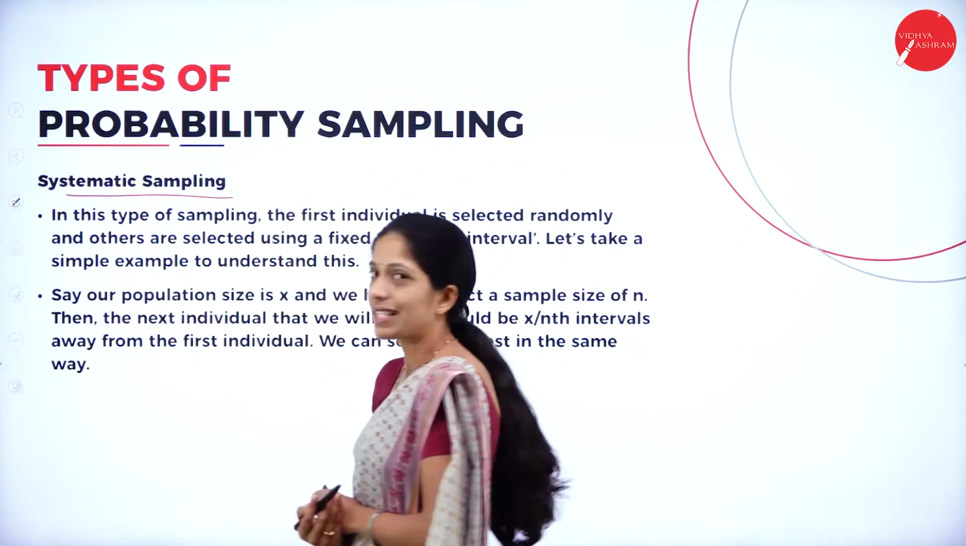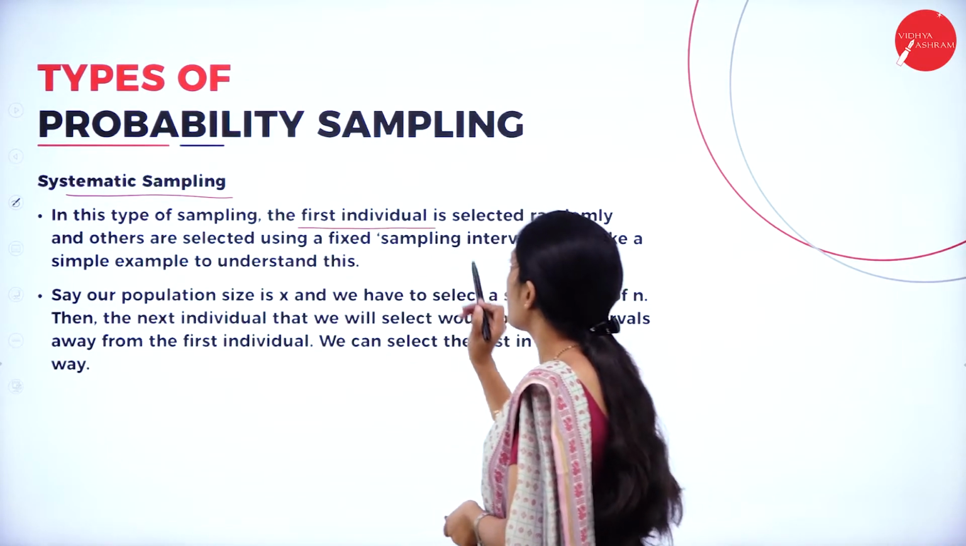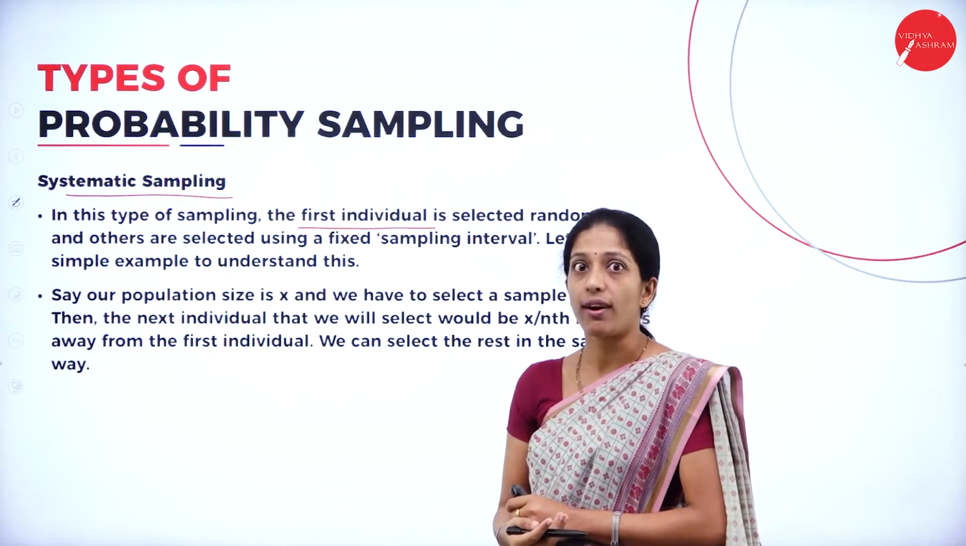Now coming to the next type, that is systematic sampling. Now let us see what this systematic sampling is. In this type of sampling, the first individual is selected randomly. So what happens here?